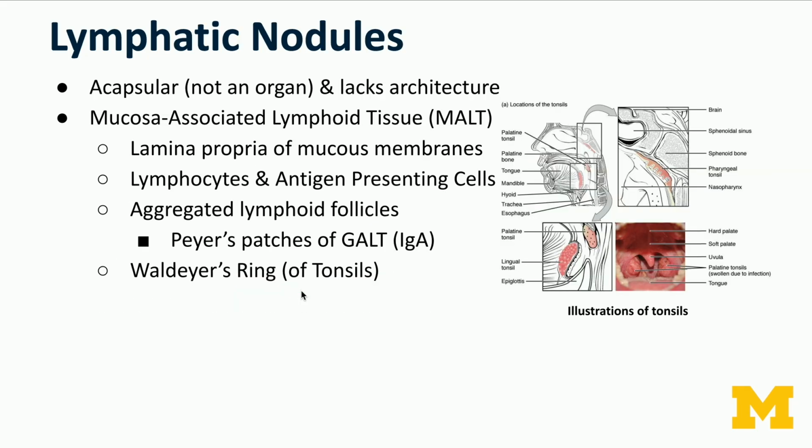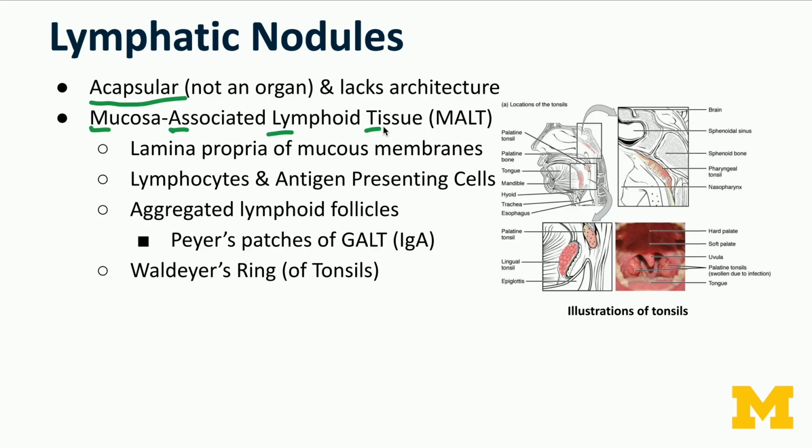We can contrast lymphatic nodules from lymph nodes in that lymphatic nodules lack a capsule. So they are acapsular and they lack any sort of architecture. They're just a mass of lymphatic tissue. Oftentimes, these masses of lymphatic nodules are called MALT. So MALT is short for mucosa associated lymphoid tissue.